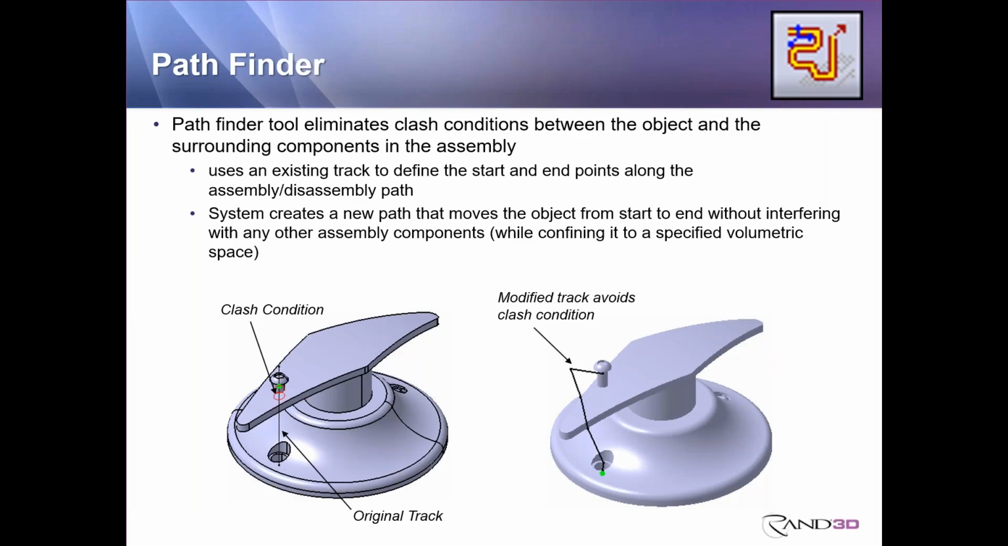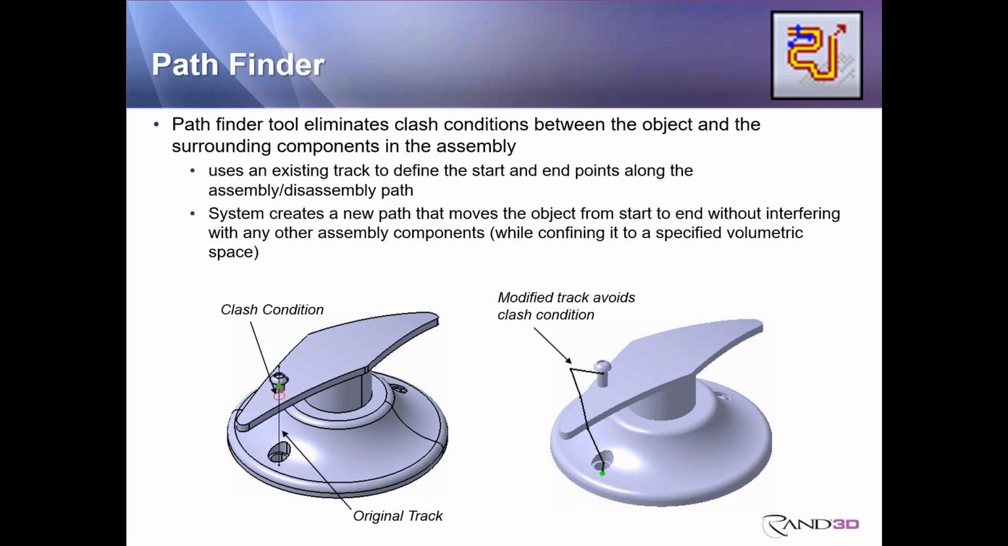So that leads us to the bread and butter of this webinar, which is, there's got to be an easier way than for a designer to meticulously develop a path and figure out all the spots that it's clashing and work around it. So that is where the Path Finder comes into play. This is our major button here for this webinar. The Path Finder tool is going to eliminate clash conditions between the object that you're moving and any surrounding components in the assembly. So with this tool, we don't have to worry about there being a clash created along the path.